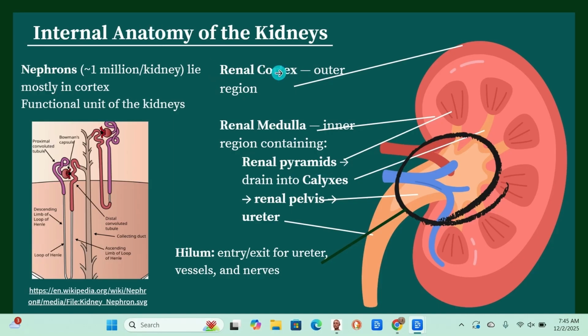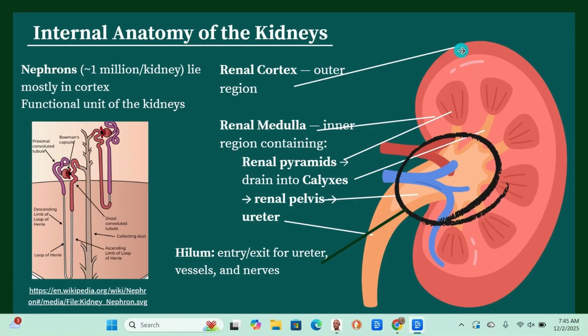So let's take things back just a second. The nephron is the actual functional unit of the kidneys. That's where the filtration happens. And there are about 1 million of those per kidney, all over in here. This is what a nephron looks like. That's the functional unit right there. It's so tiny you can't see it in this image because there are 1 million of them. That's a lot.